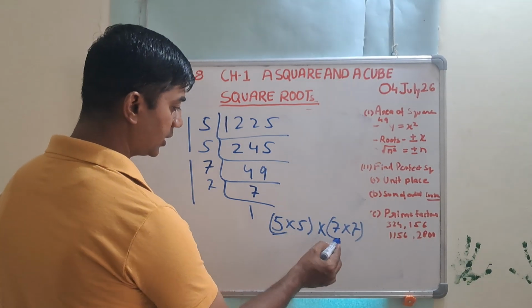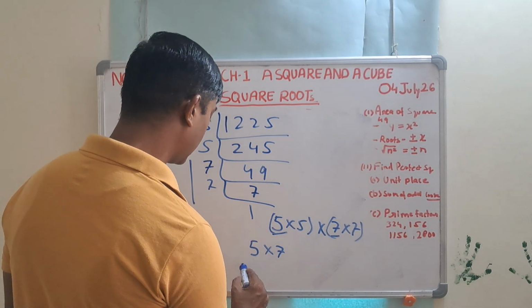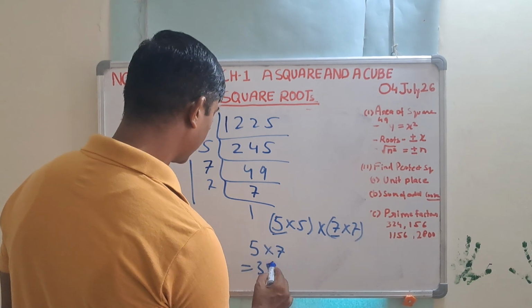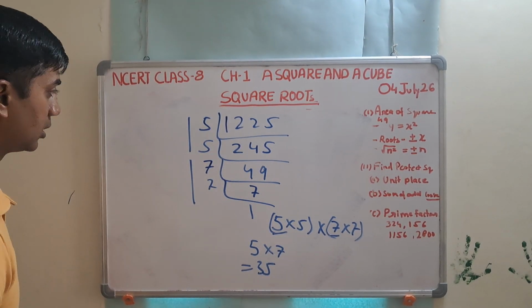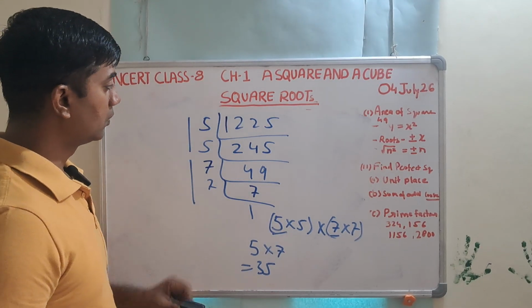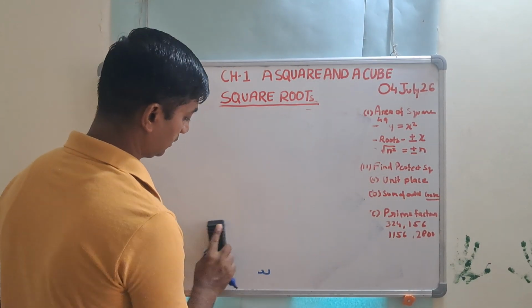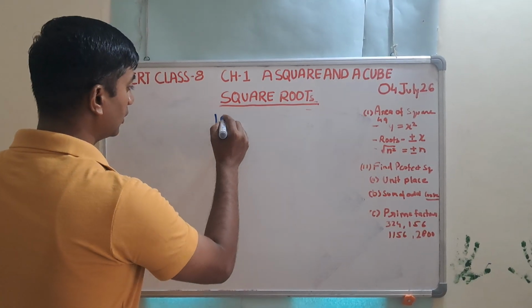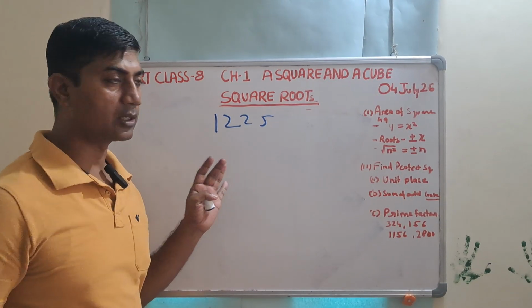We have to take one from each. 5 into 7, that is 35. So 35 is the square root of 1225. Now see, 1225. You can check whether this number is a perfect square or not.